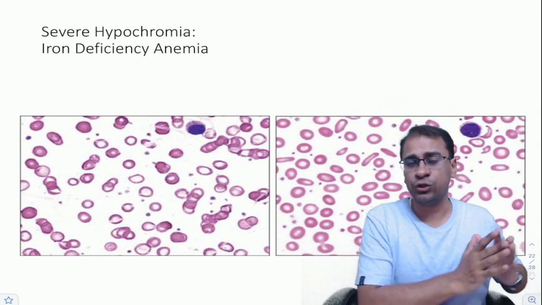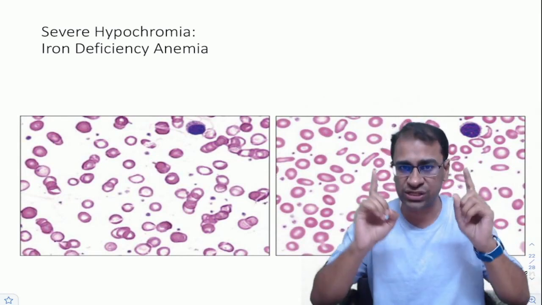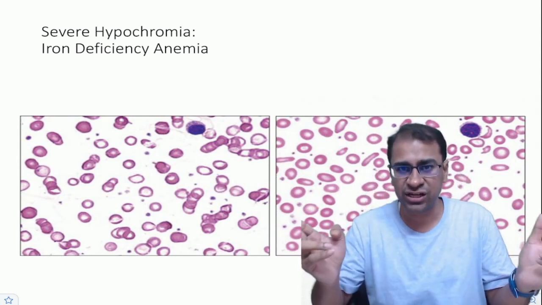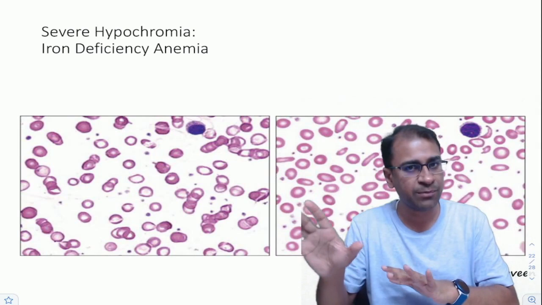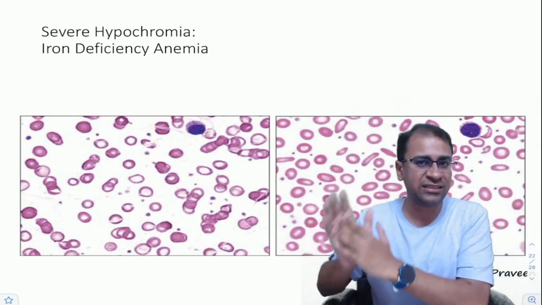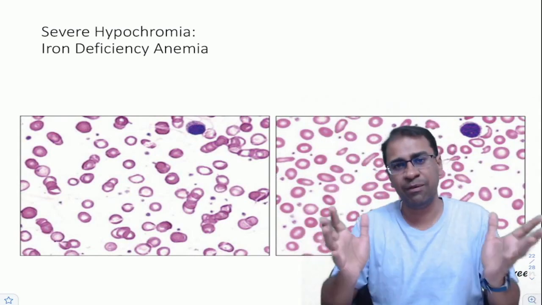In this case, you can differentiate it from anemia of chronic disease. Remember, both of them have low serum iron. They both have low transferrin saturation. So what differentiates them is TIBC and ferritin. Very simple. In IDA, ferritin is low, TIBC is high. And in ACD, ferritin is high and the TIBC is low. A simple way to differentiate them.